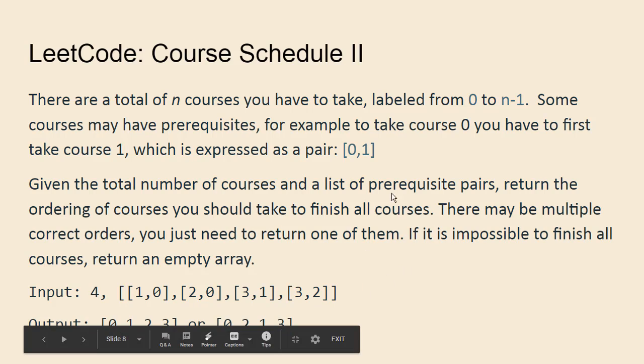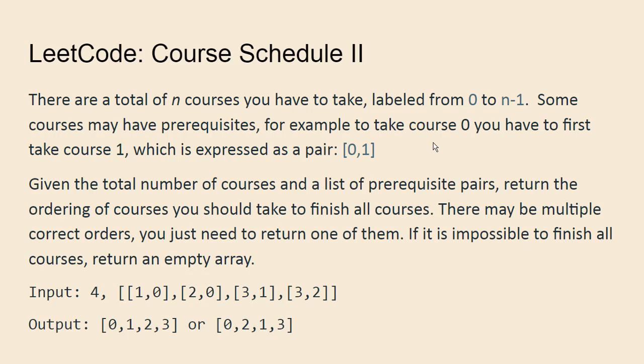So here is an example. We have 4 courses and also 4 dependencies. The first says that you have to take 0 before you take 1, and similarly you have to take 0 before you take 2. So essentially you have to take 0 and then you can take either 1 or 2. And then the last 2 conditions say that in order to take 3 you have to take 1, and in order to take 3 you have to take 2. So course 3 has 2 prerequisites, both 1 and 2.